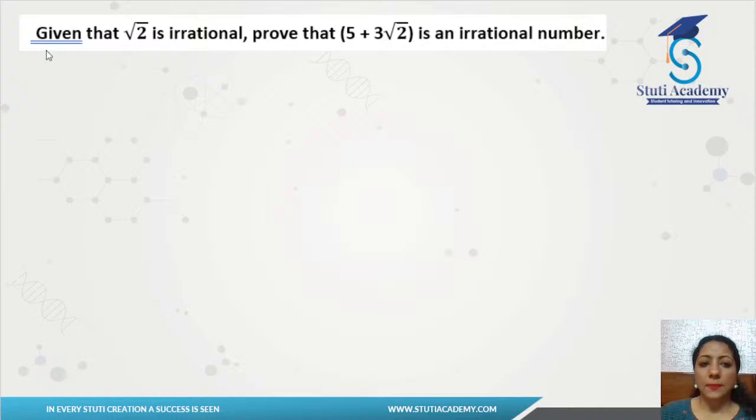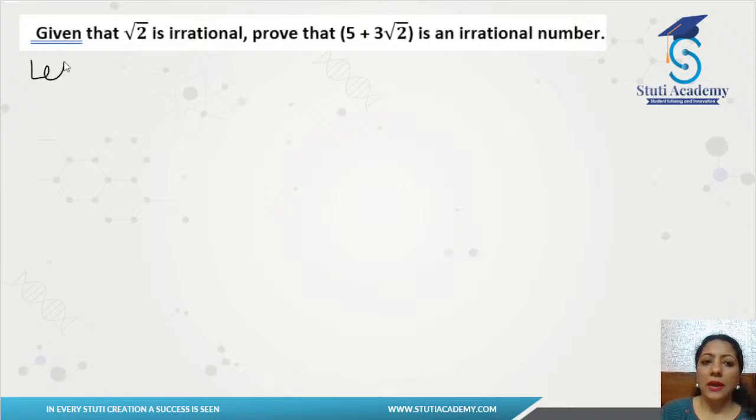Now coming to the next question. Given that square root of 2 is irrational. This we already know, the square root of 2 is an irrational number. We have to prove 5 plus 3 root 2 is an irrational number. A similar question we did yesterday also.